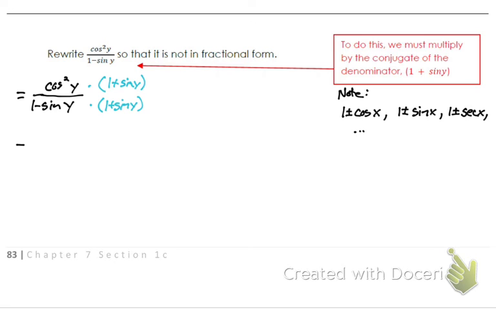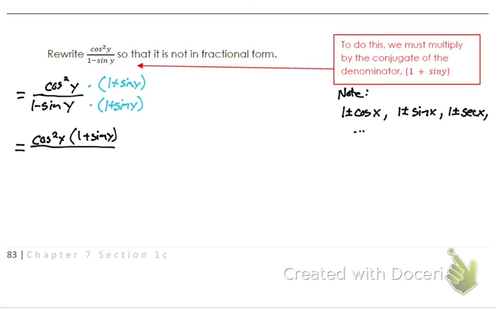Let's do the multiplication. Here's a little advice for you. Don't distribute this, first of all. Sometimes you'll have to distribute, but most of the time you won't. So that top part I'm just going to leave as cosine squared y times the quantity 1 plus sine y. I won't distribute unless I have to. You'll start to know when to distribute and when not to, just based upon what we're going to do next.